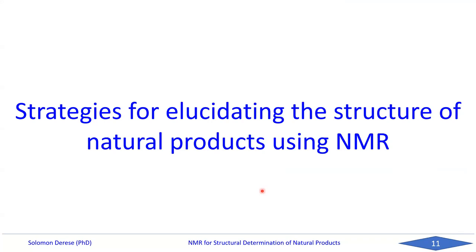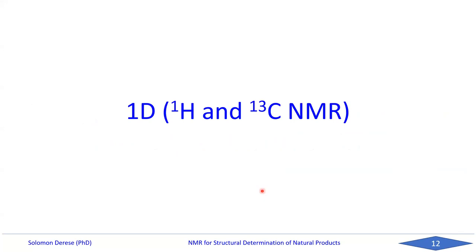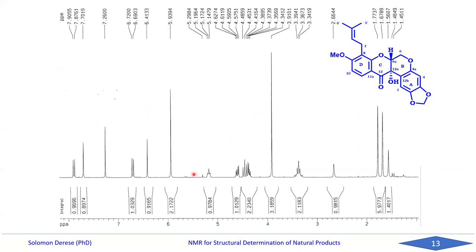First, I will cover strategies of how to use proton and carbon-13 NMR in determining the structure of unknown natural products. This is a proton NMR of one of the compounds I worked on during my PhD. In an NMR spectrum like this, you see different types of peaks at different chemical shift values. They have different shapes and multiplicities: some are doublets, others singlets, triplets, quartets, etc. They also have different integration.